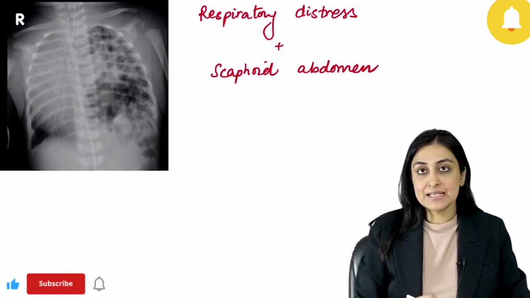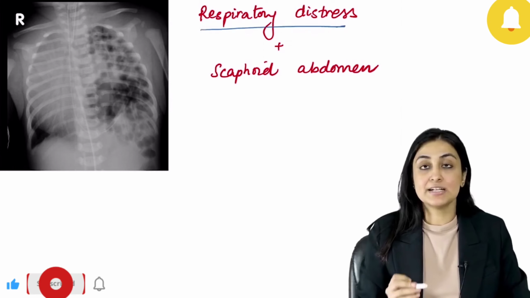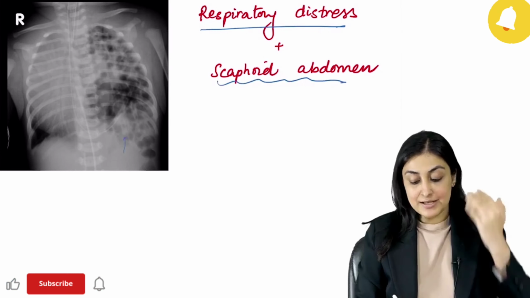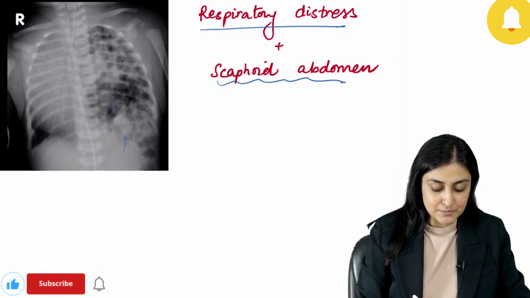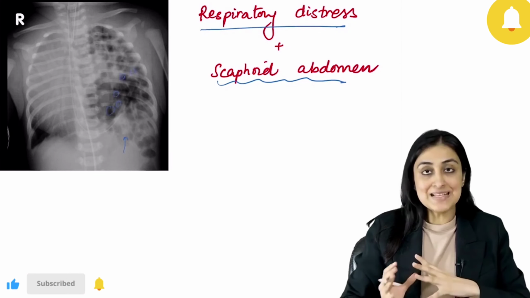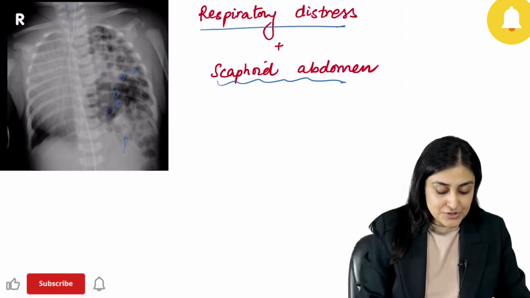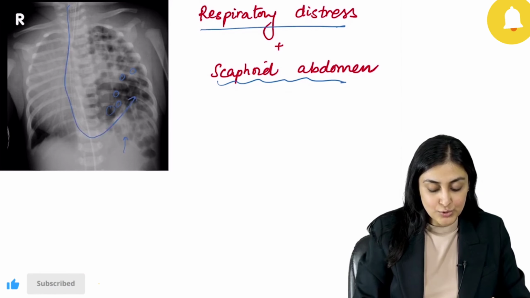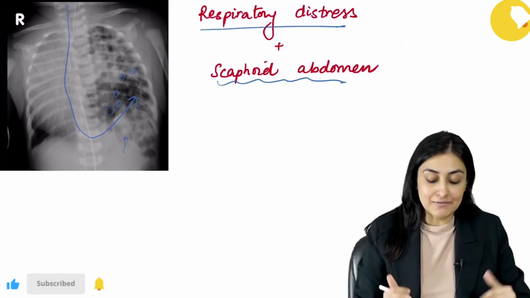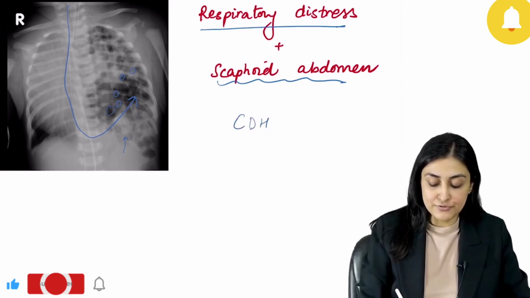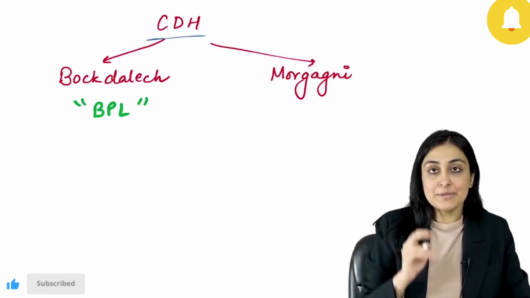Now, talking about this very important diagnosis here, when you have a neonate with respiratory distress, and the baby has a scaphoid abdomen, and you see that the chest here is consisting of these multiple lucencies, this means that the bowel loops have herniated into the thorax. To confirm, do you see this? This is the NG tube which is also going into the thorax. So, this tells us that there is herniation of stomach and bowel loops into the thorax, and this is a case of congenital diaphragmatic hernia.